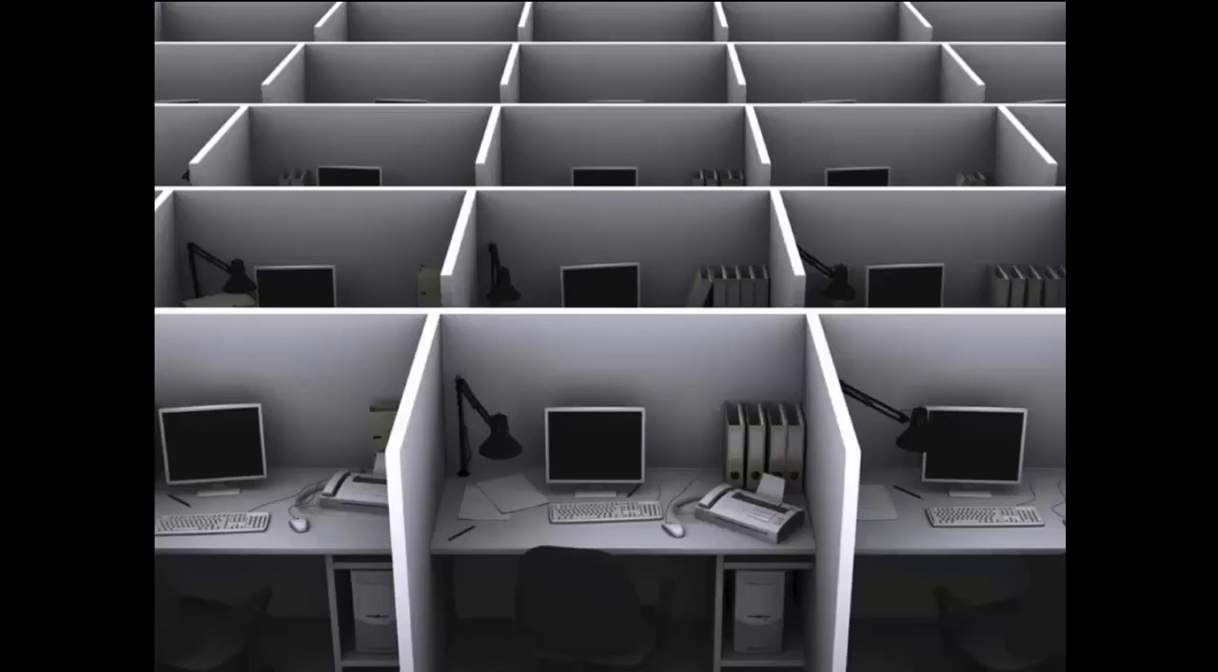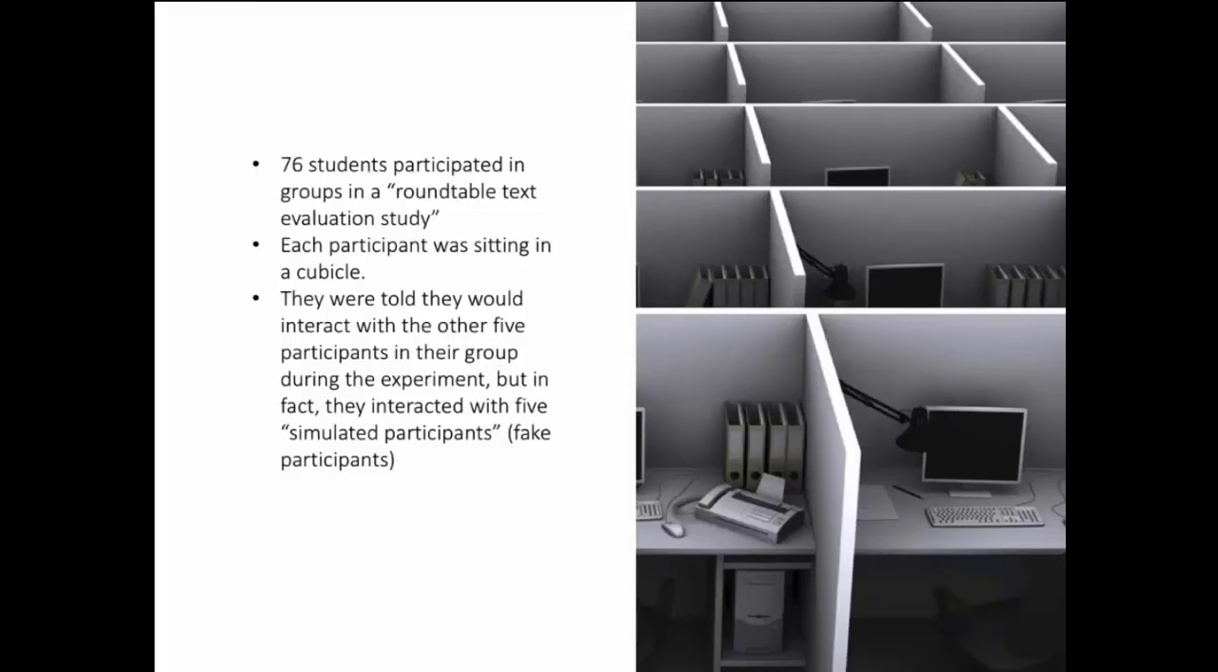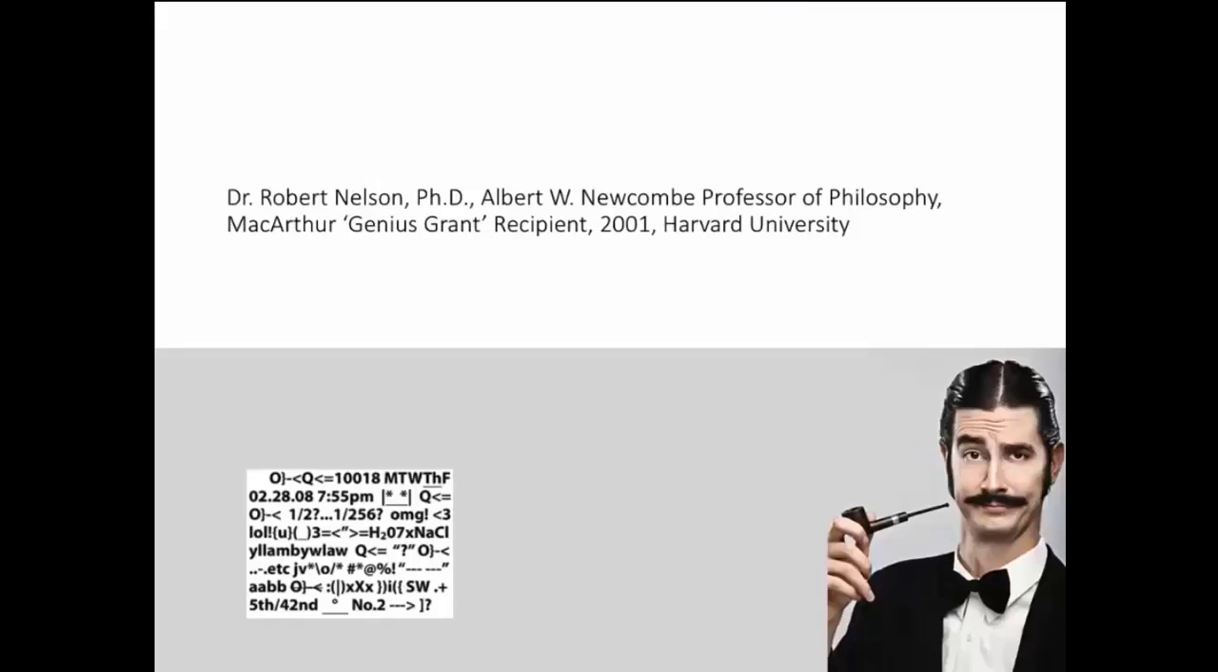So in this case, again, undergraduate students came into these cubicles, and they were invited to a roundtable text evaluation study. Each participant was sitting there, and they were told, again, the same story, that they would interact with 5 other participants in the group during the experiment, but in fact, again, these were simulated participants. What they had to do was read a text that you guys are actually familiar with. They were told it was written by Dr. Robert Nelson, PhD. So funny, there's a doctor and PhD, it's the same. And the Albert W. Newcomb, professor of philosophy, and so on, and MacArthur, nothing of that is real, right? But they were told that this is the guy who wrote the text.